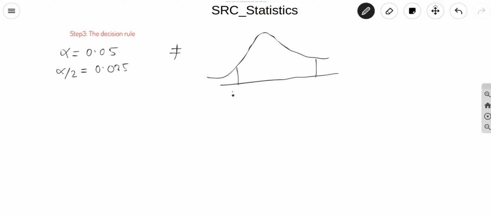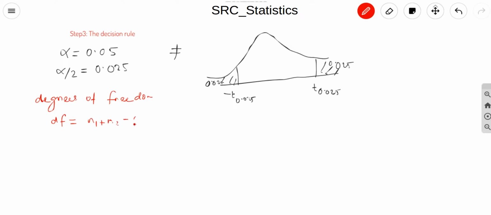This will be negative t 0.025 and positive t 0.025. These two are the critical regions, each having area 0.025. Then we calculate the degrees of freedom. In the t distribution, the degrees of freedom is very important to find the critical value. The formula for the two-sample t test is n1 plus n2 minus 2, that is 10 plus 10 minus 2, which comes out to be 18.